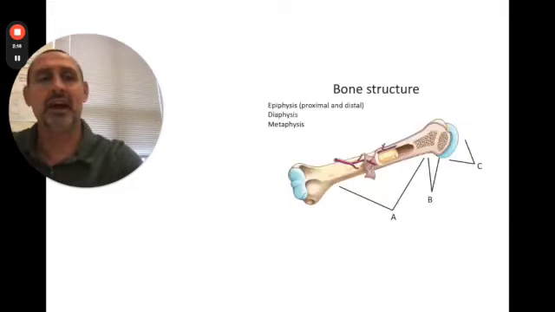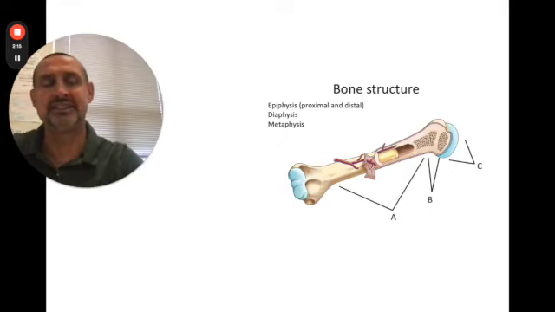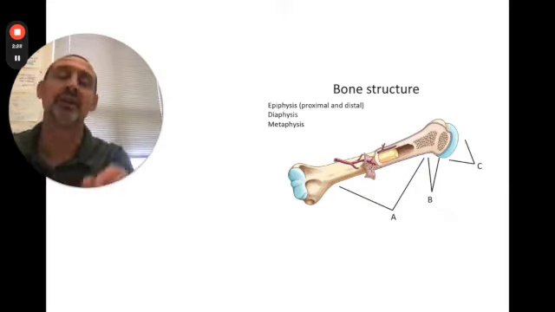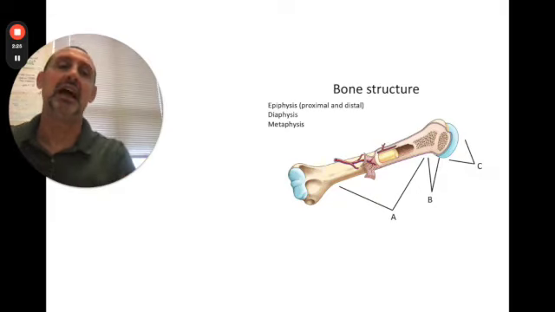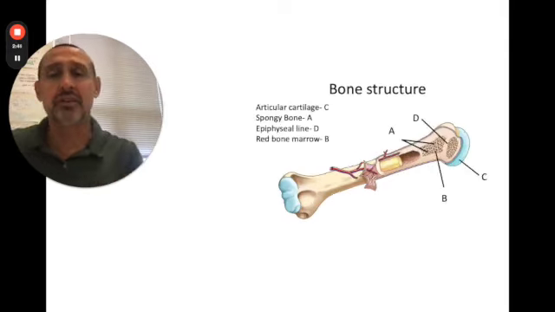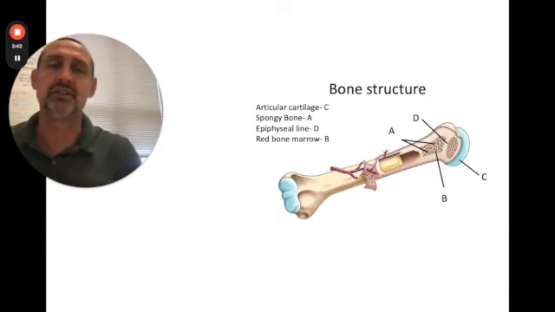If we take a look at a long bone, we can see some of the basic bone structure. The epiphysis is the ends of the bone. The diaphysis is the shaft of the bone. And in between the diaphysis, the shaft, and the epiphysis, the end, is the metaphysis, this little section where the growth plates would be.